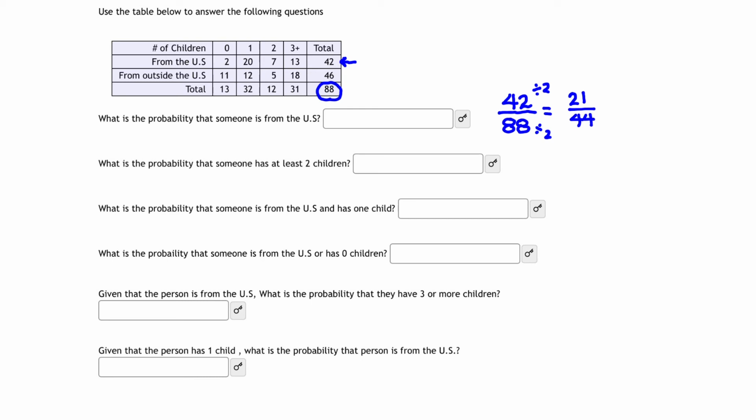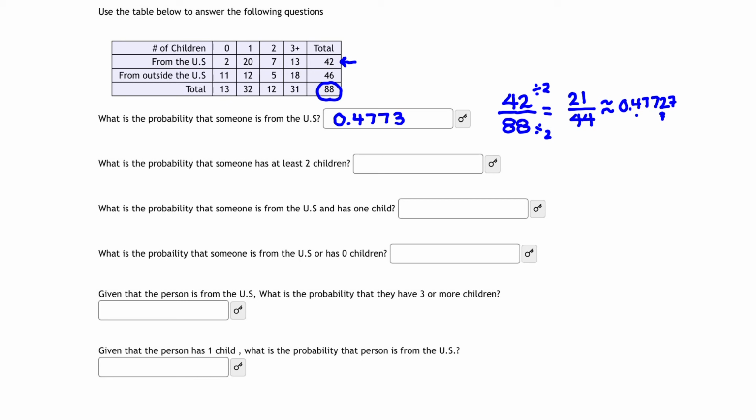Plugging that number into the calculator, we get approximately 0.47727, etc. I would go to at least 4 decimals since nothing was stated, so to 4 decimals brings us to here. So that means the probability that someone is from the U.S. is 0.4773. That ends the first question. Let's see about the second one.